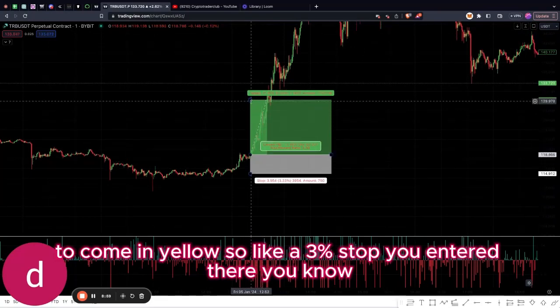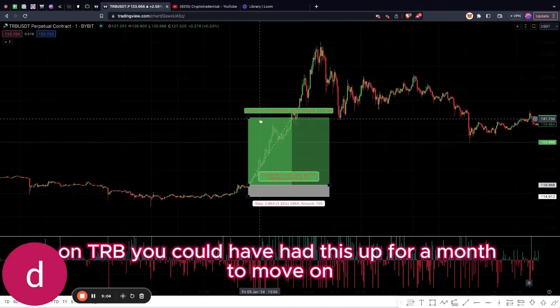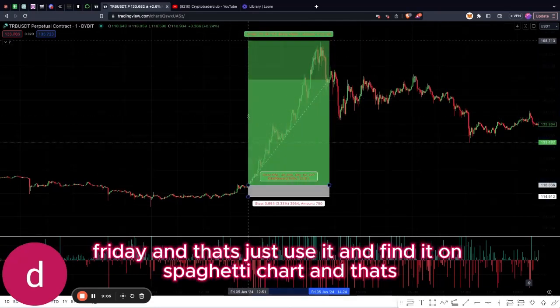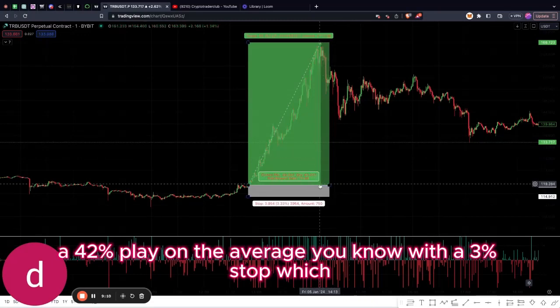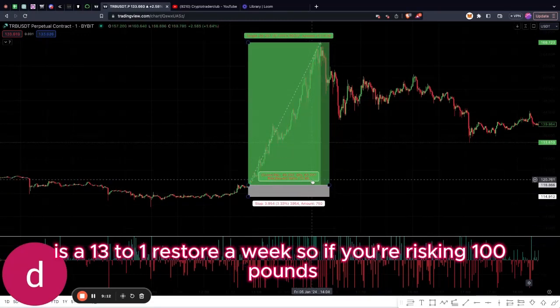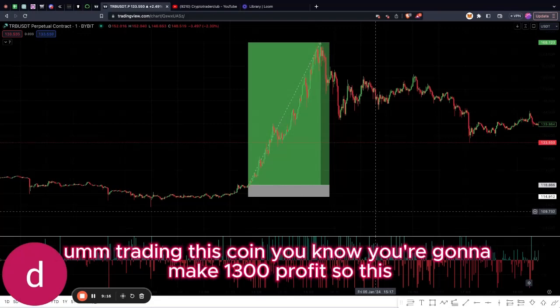Now you entered there, on TRB. You could have had this up for a monster move on Friday, and that's just using it and finding it on the spaghetti chart. And that's a 42% play on leverage, with a 3% stop, which is a 13-to-1 risk to reward. So if you're risking £100 trading this coin, you're going to make 1,300 profit.